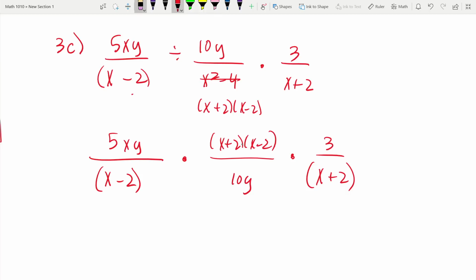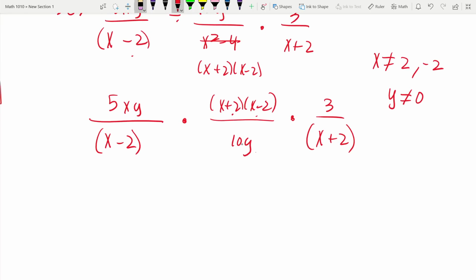Restrictions. The x minus 2 gives me a positive 2 restriction. This 10y gives me a restriction that y can't be 0. This x plus 2 gives me a restriction that x cannot be negative 2. But remember, on this guy right here that I flipped upside down, I have to include the top and the bottom. So I got the y can't be 0. This gives me a negative 2, this gives me a positive 2, I'm good. I already had it. Okay, now let's cancel. X minus 2, x minus 2. All that matters is that one of the things is on the top and one is on the bottom. X plus 2, x plus 2.